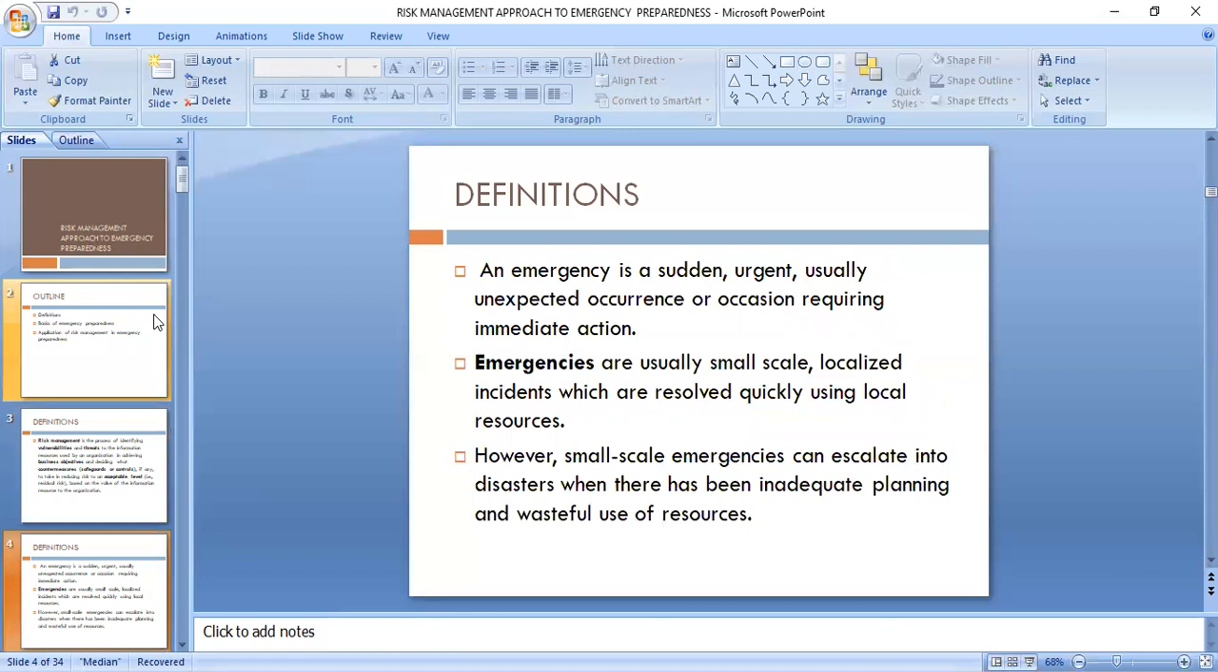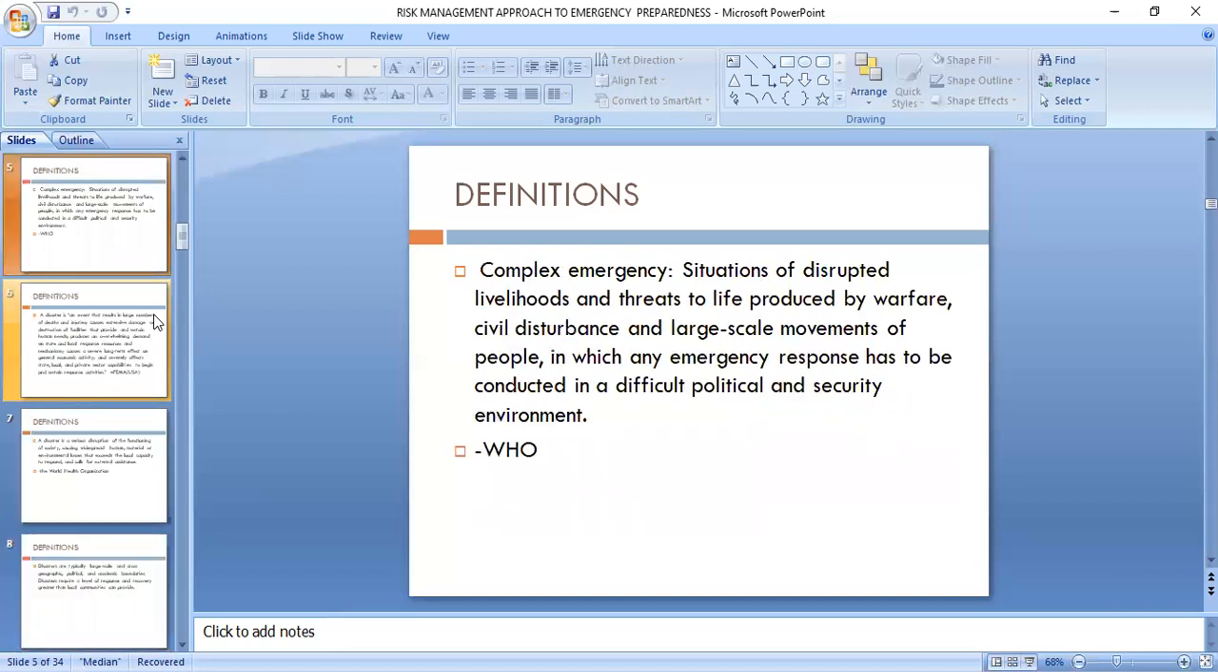An emergency is a sudden, urgent, or usually unexpected occurrence or occasion requiring immediate action. So when we say we have an emergency, it is something that we are not really expecting. It is sudden, but the locality, the local community, business, country, they have the capacity to be able to address it. That's what differentiates emergency from disaster. Okay, so when an emergency occurs, you need to address it quickly so that it does not escalate to disaster, but you have the resources locally to contain it.